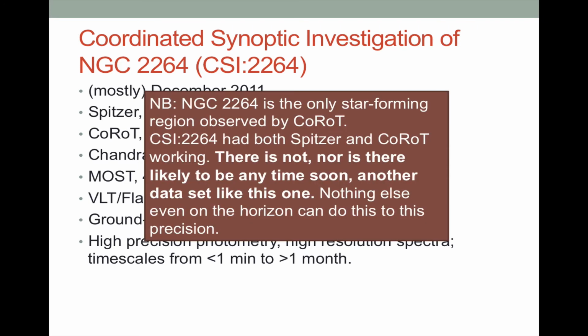This is the only star-forming region that could be observed by Corot. CSI 2264 had both Spitzer and Corot working for the entire campaign. This is an exceedingly rare event. There is not going to be any other data set like this. Even though K2 is working in the ecliptic plane, Spitzer can't observe those same fields for as long as K2 can observe them. So nothing else, even still on the books, just in the planning stages, can do this kind of observation of young stars to this precision. So this is a spectacular data set.